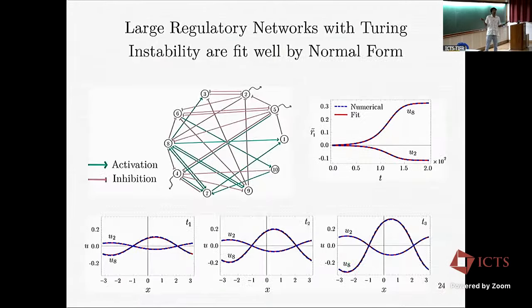And of course, the interesting thing is for large regulatory networks. So you can take a regulatory network, you can put in some diffusers, you can put in activation and inhibition. You can give it a Turing instability, see how it develops, and you are able to capture that dynamics very well with a very low dimensional model using this kind of normal form theory.